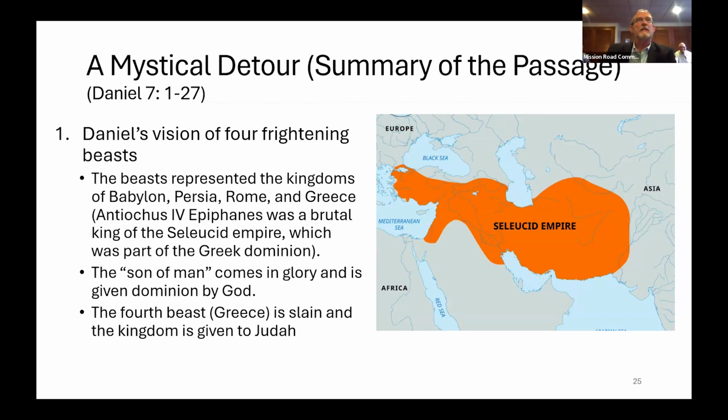And in the vision, kind of a hero figure identified as the Son of Man comes in great glory and is given dominion by God. Early Old Testament vision of what the Savior might look like, or what the Messiah would be in their terminology. And then in particular, the fourth beast, which would be the Seleucids, not necessarily the Greeks, is slain and the kingdom is given to Judah. So God is going to kill all the bad guys and set up Judah as a mighty kingdom. This was the hope in about 165 BC when the book of Daniel was written.